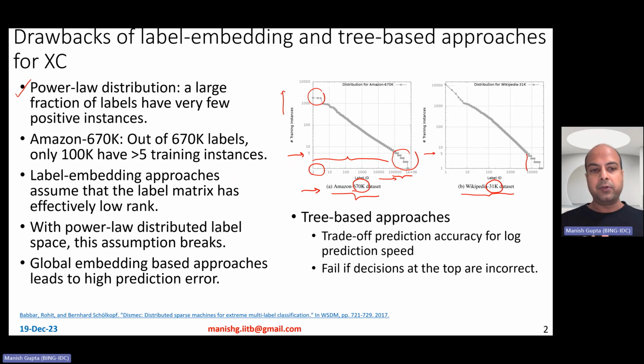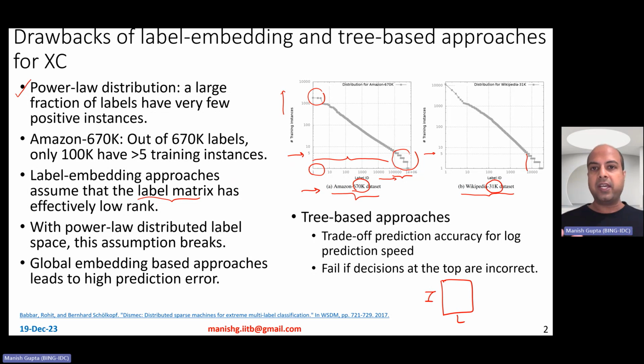Now, label embedding approaches assume that the label matrix has effectively low rank. By the label matrix, I mean instances and labels. This matrix is super sparse because most instances are related to very few labels. So they assume that this label matrix is low rank, and therefore they try to express the labels and also the instances in a small embedding space.